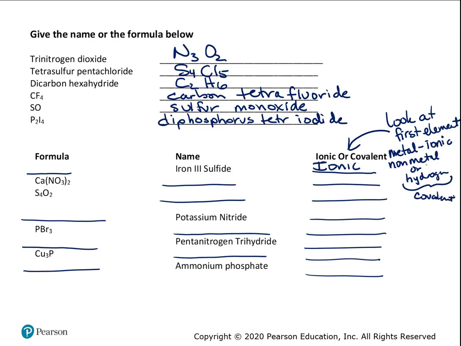So what's the second one? CaNO3 2. Ionic. Because of the calcium. Calcium's to the left of the zigzag line. What about S4O2? Covalent, because that's sulfur. What about potassium nitride? Ionic. Find potassium, remember that that's K. Then PBr3. Covalent, phosphorus.